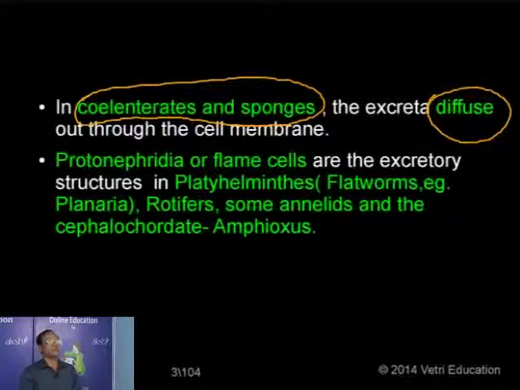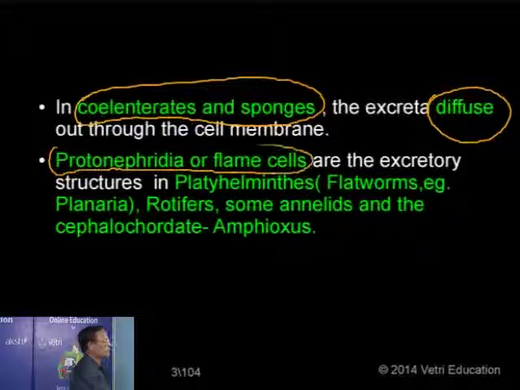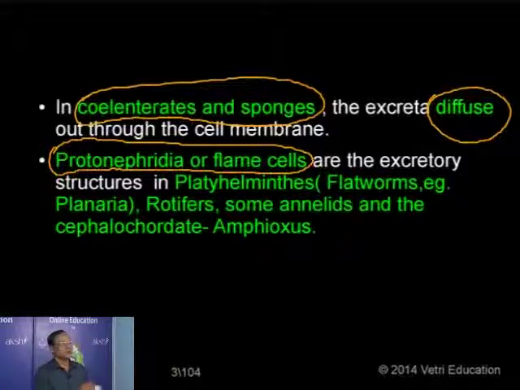For example, we have protonephridia or flame cells. The protonephridia or flame cells are specific excretory structures, but these are unicellular structures. They are nothing but unicellular structures performing the function of excretion in multicellular animals, particularly in platyhelminthes, the flatworms, for example liver fluke, tapeworm or planarians. So they have this protonephridia.